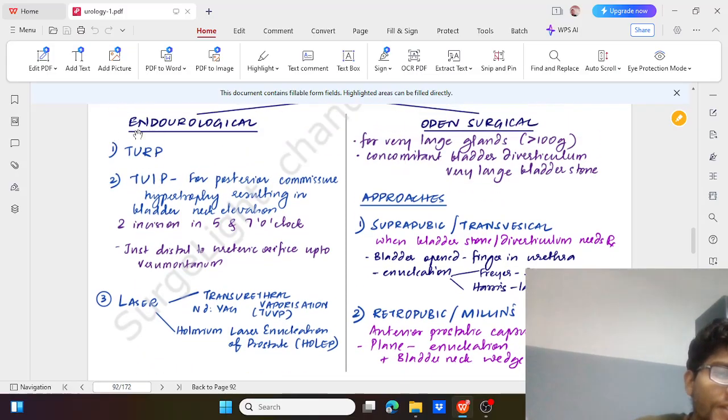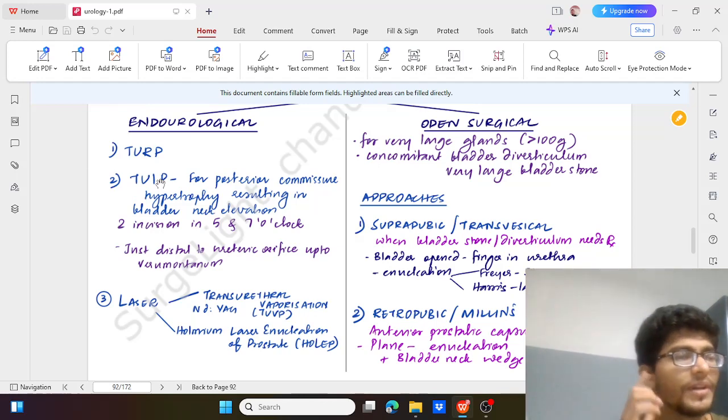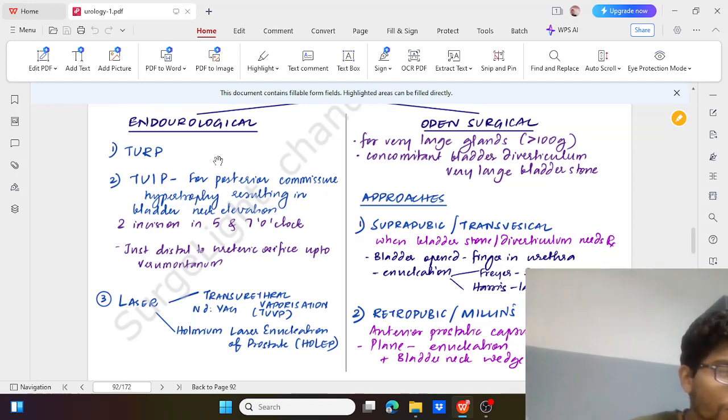And after TURP, we have to confirm our diagnosis by histopathology, because sometimes the histopathology may come as carcinoma, so we have to further manage the patient as carcinoma. So histopathology will confirm our diagnosis as benign prostatic hypertrophy, because that is the confirmatory histopathological or tissue diagnosis. So we always have to follow the biopsy report.